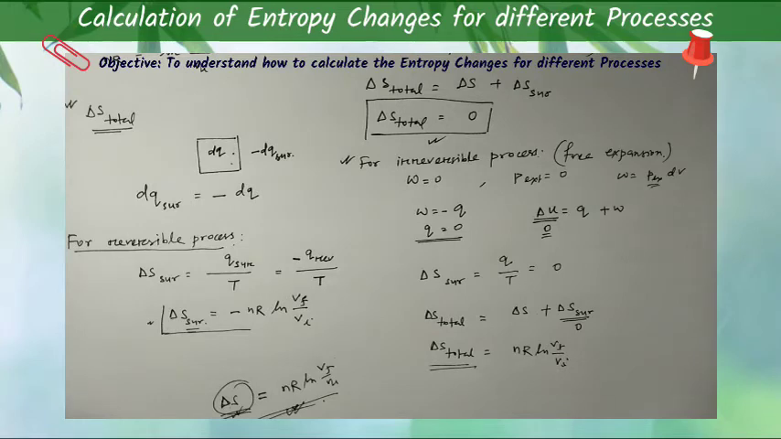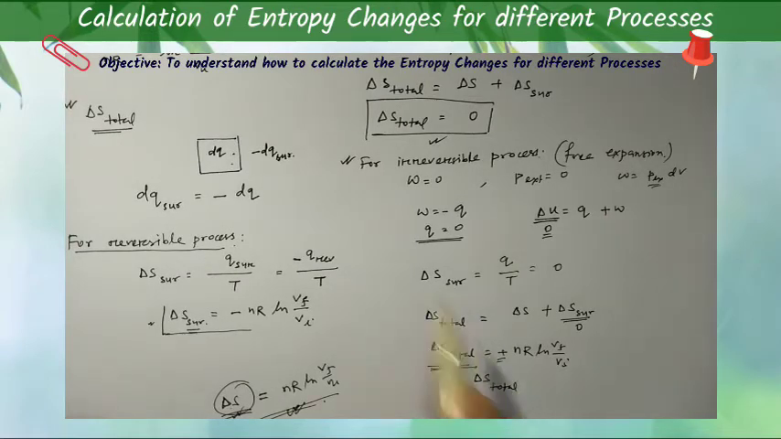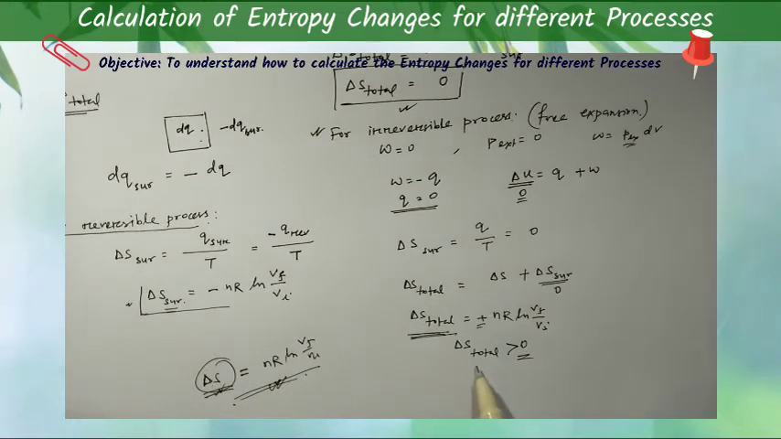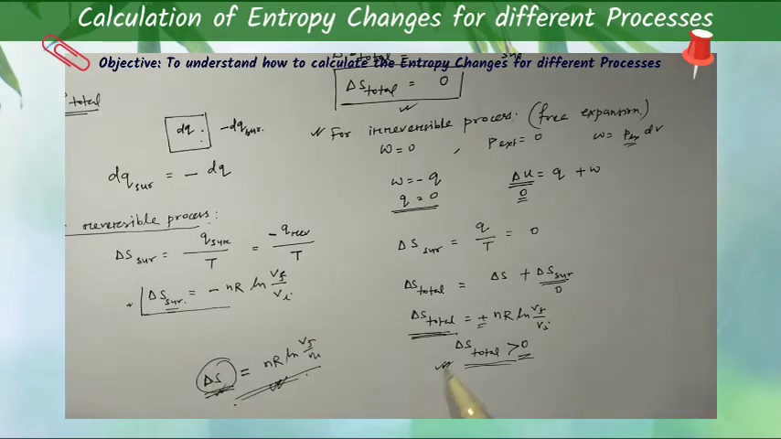Understand? But here again, you see del S total is positive. That means del S total for an irreversible process is greater than 0, which we already know, that for an irreversible process the change of entropy is always greater than 0. It was already discussed in the second law of thermodynamics. We always know that the entropy is increasing for an irreversible process. So this example also justifies that concept.